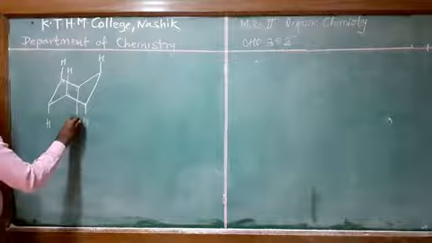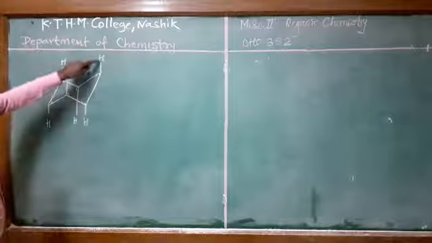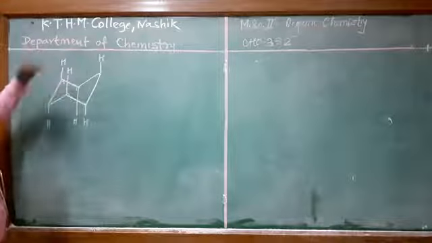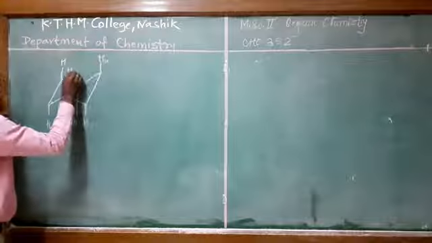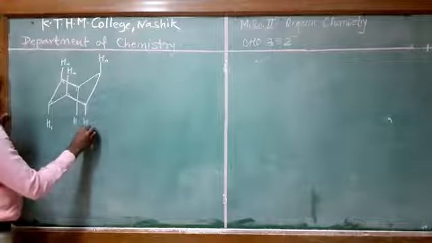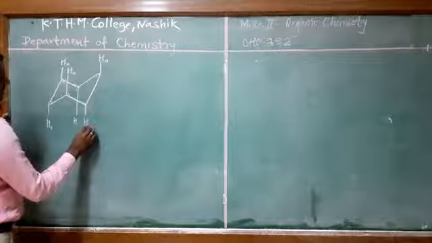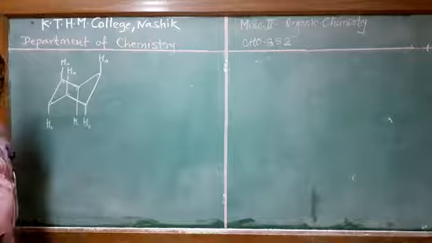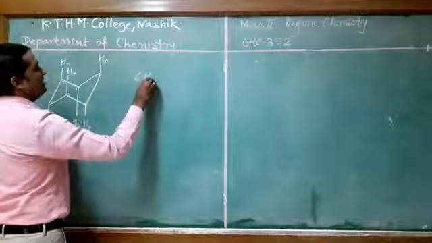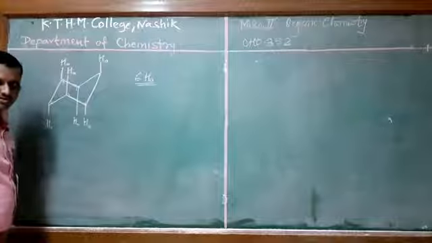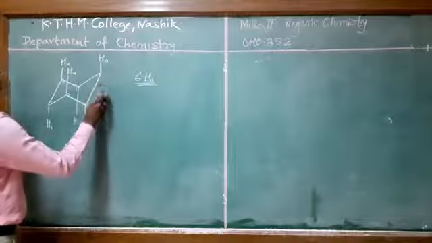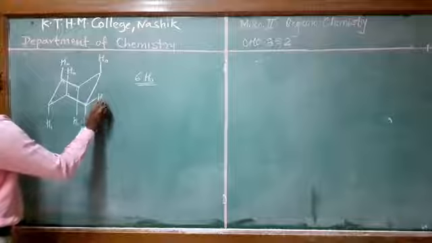We observe that carbon number 1, carbon number 3 and carbon number 5 have axial hydrogens, which we call axial hydrogens, like this. Similarly, carbon number 2, 4 and 6 have downward-direction axial hydrogens. So a total of 6 axial hydrogens are there, while 6 hydrogens are in equatorial position.